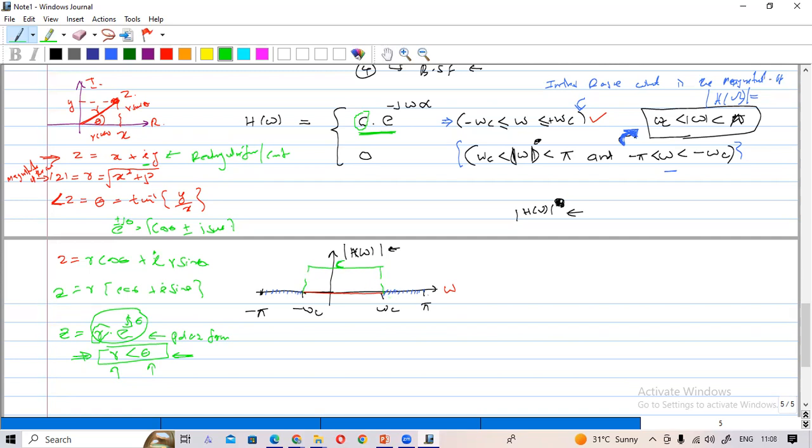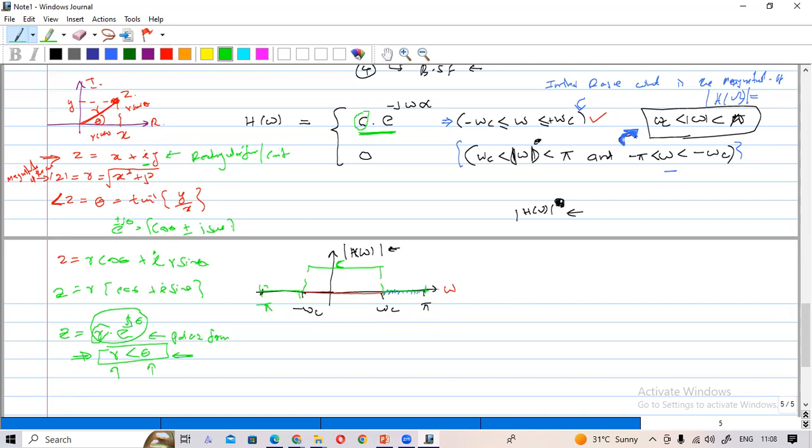And between omega c and phi, what is the magnitude? 0. Because if you get the magnitude here, you will have 0. And between minus 5 and minus omega c, that is also 0. Okay? 0. Like this. Actually, this is not from to 0.